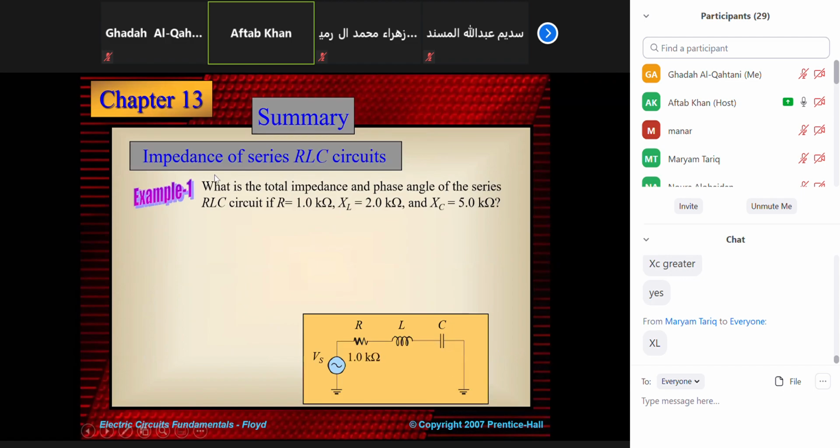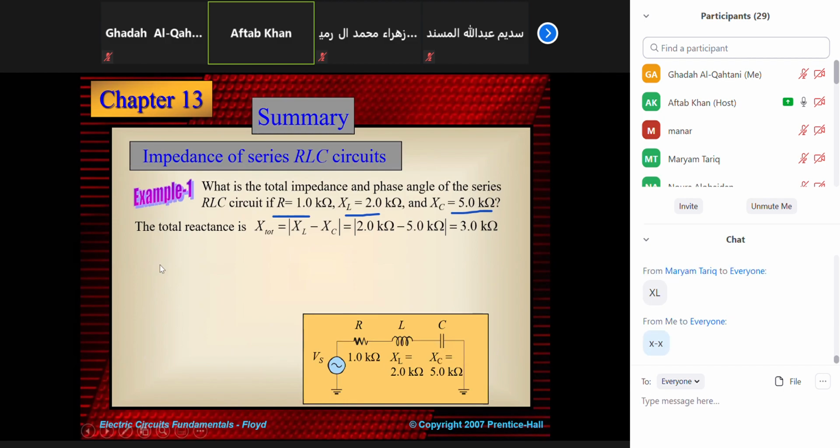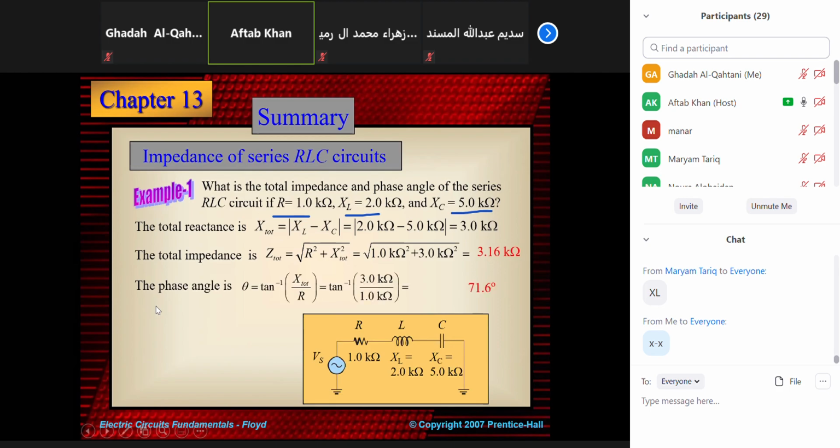So here is a question which you can solve. What is the total impedance and the phase angle of the series circuit? R is equal to this, XL is equal to this, XC is equal to this. So guys, it's so simple. What you need to do first is calculate X total, then calculate this Z total, R square plus, something like that. After that, you can calculate the phase angle. Theta is equal to this one. Now girls, if I ask you, is this a capacitive circuit or inductive circuit, how will this circuit behave? So how can you tell that one?